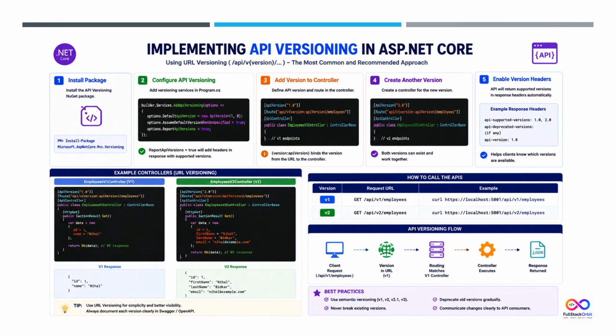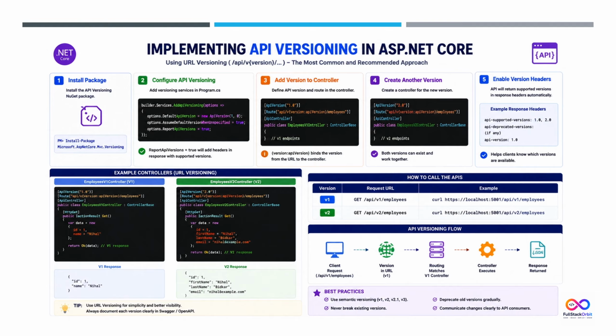Now let's understand the example shown in the diagram. The version 1 controller returns the object which has ID and name. Later, version 2 returns additional information such as first name and last name along with the ID. Notice that we did not modify version 1. Instead, we created a completely separate version 2. Both versions continue working together.